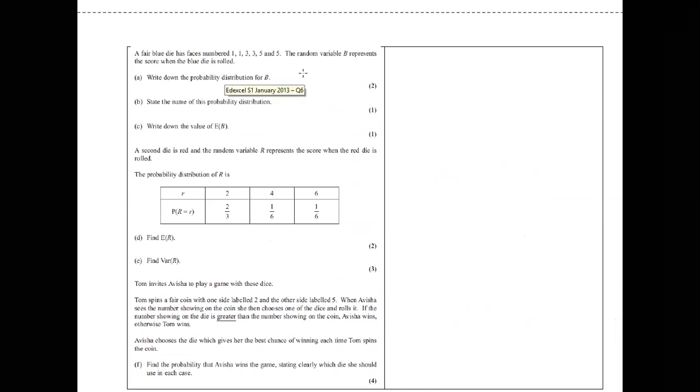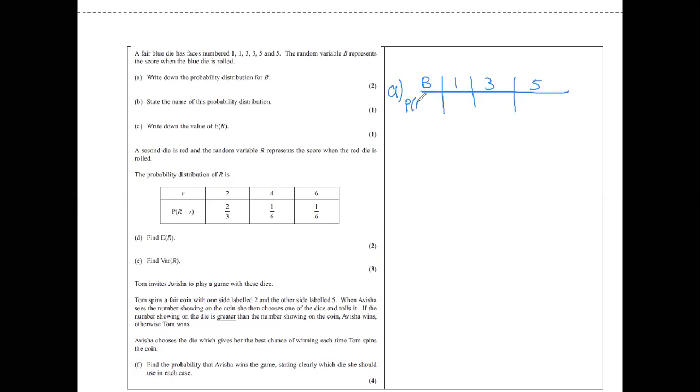Okay, the next example. Let me just put my marker. For the next example, we have a fair blue dice, and the outcomes are as follows. We are supposed to write down the probability distribution for B. So what they are asking for is to summarize the table for them. Very simple. The table will just have 3 outcomes, 1, 3, and 5. So this is given by B.